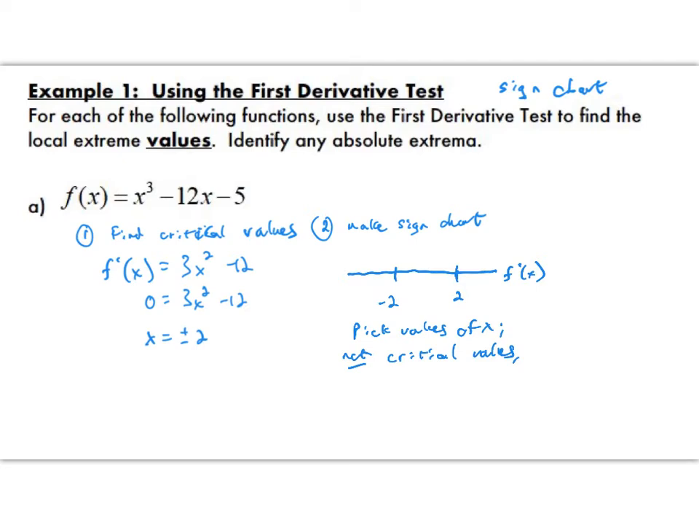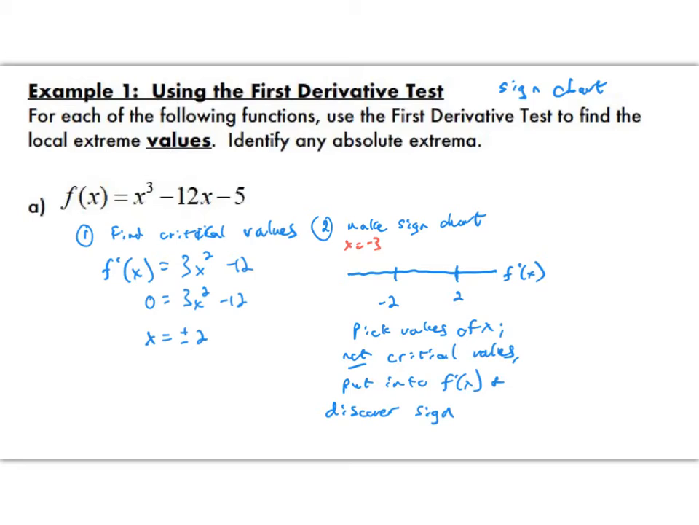And then what you need to do is put them into f prime of x and discover the sign at that point. Okay, so for example, I'm going to start on the left side of this number line, and I'm just going to pick a value. Let's just say x is -3. It's got to be less than -2.